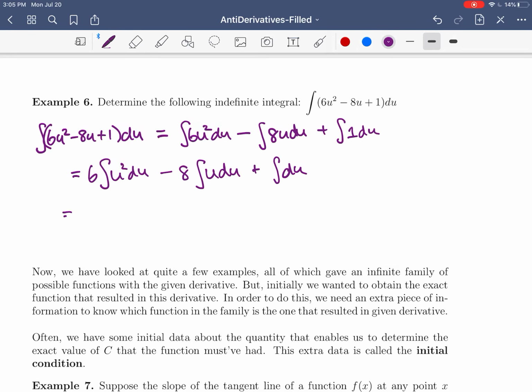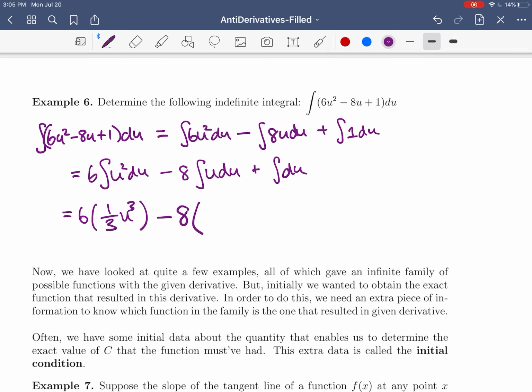Now I can use the reverse power rule. I know that u squared had to come from u cubed, but then I need to divide by 3. And I only need to add the plus c at the end, because I don't need c1, c2, and c3; if I add those up, I just get some other c. So I'm just going to put a plus c at the very end here.